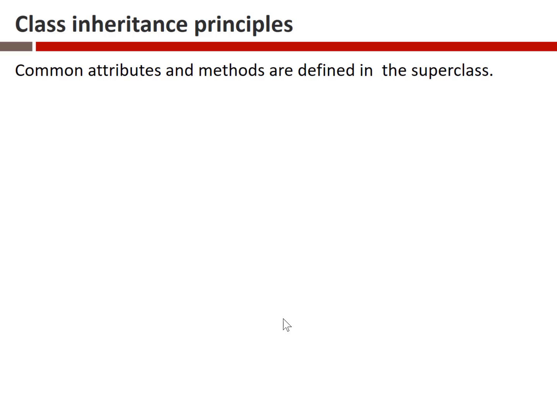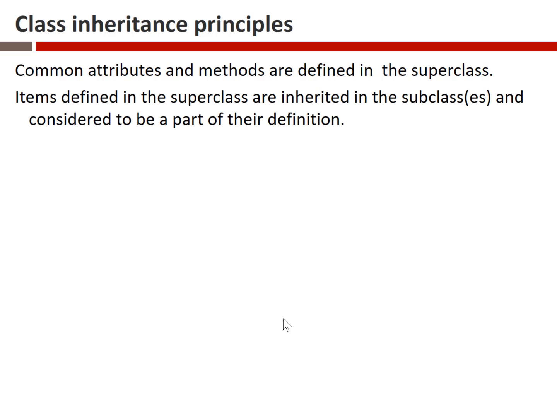And the idea here is if it's a purchasing document, it has all of these attributes. And then we move down the tree and say, okay, what things are on a purchase order that then add to this further? So we're progressively adding more and more detail and definition. Items defined in the superclass are inherited in the subclass and are considered to be part of their definition.